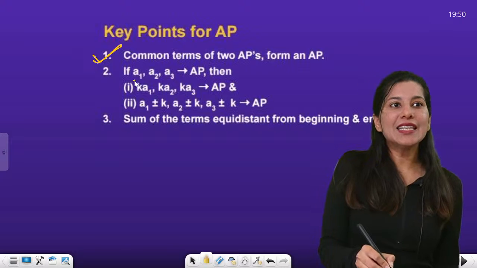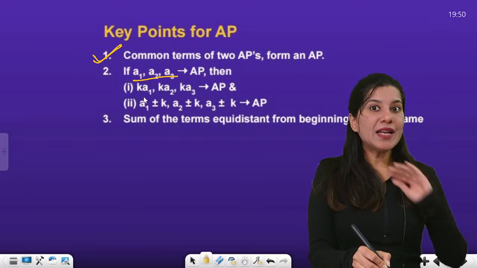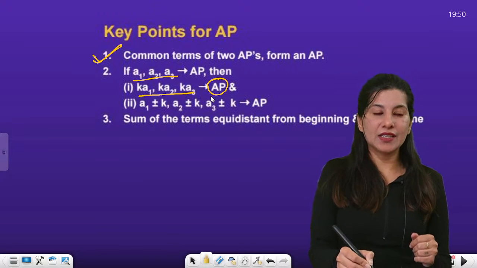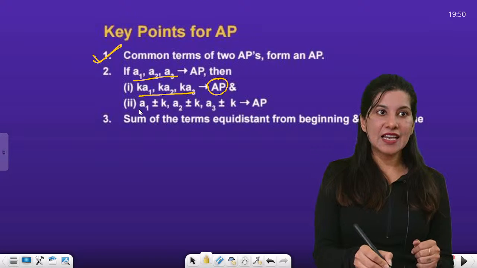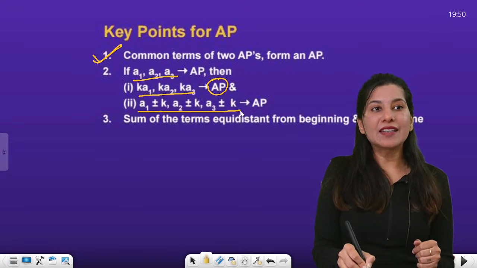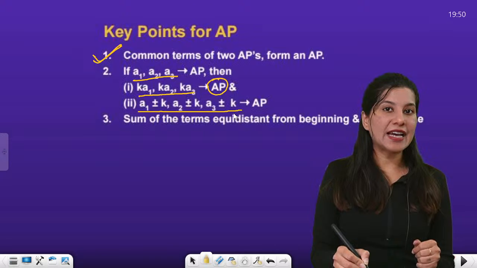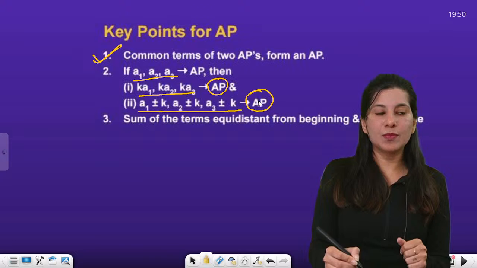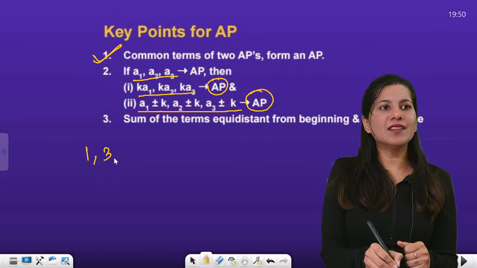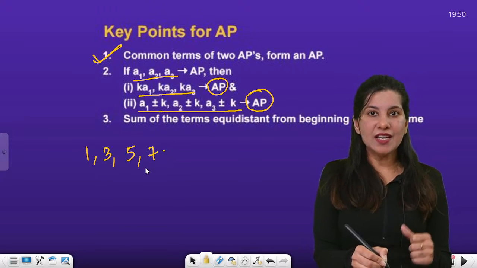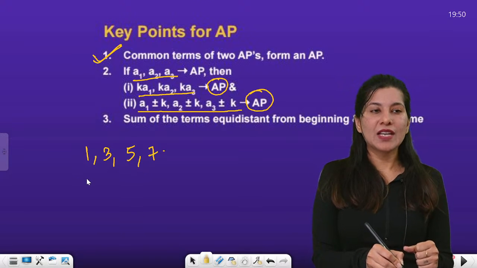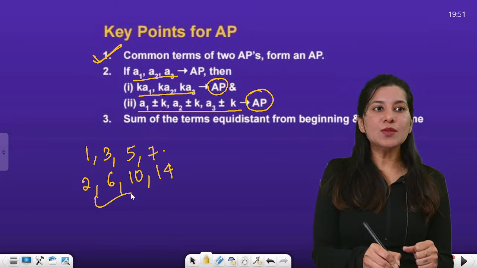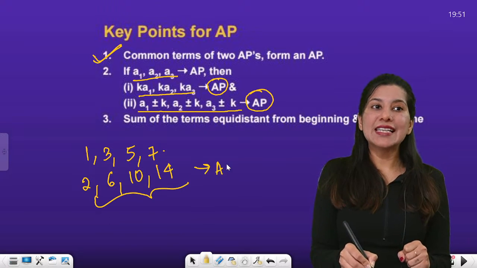Second point: can you see 3 terms are in AP? If I multiply any constant throughout the AP, what I'm going to get is an AP only. And if I add or subtract any constant throughout my AP, I'll still get an AP. You can try it out. Suppose 1, 3, 5, 7 is my AP. If I multiply by 2, what will I get? 2, 2 threes are 6, 2 fives are 10, 7 twos are 14. Can you see the resultant is an AP?